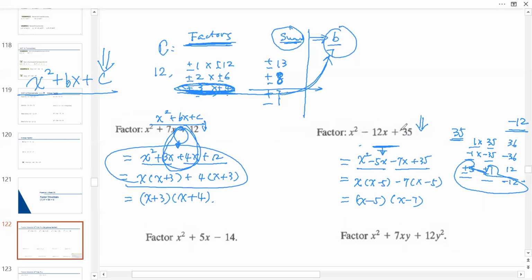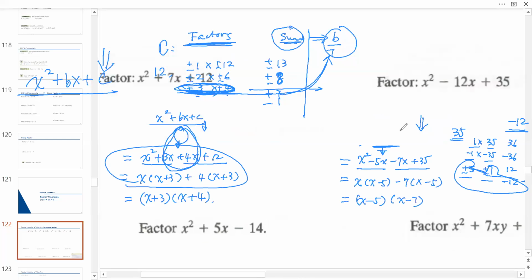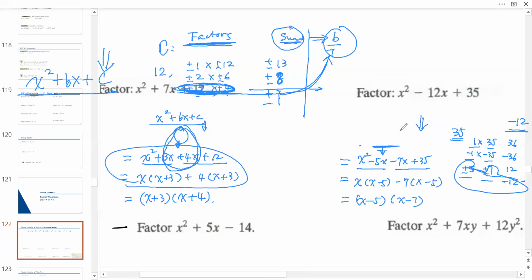Take your notebook out, and factor this part. Factor this one now. Put your answers on the screen.